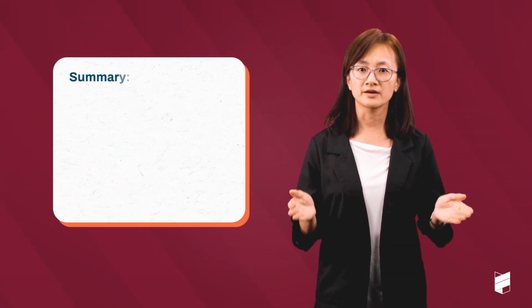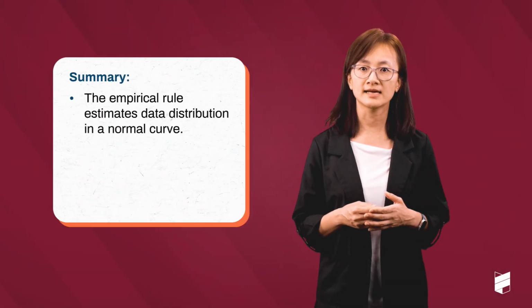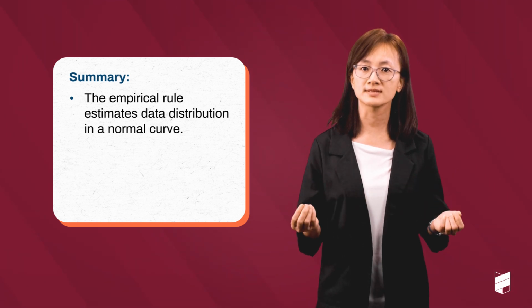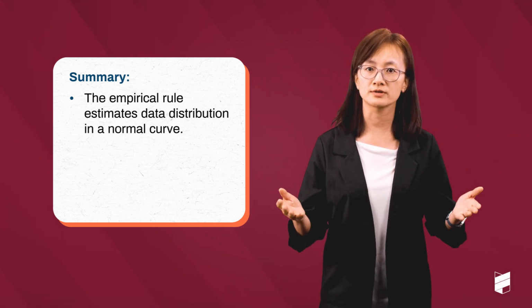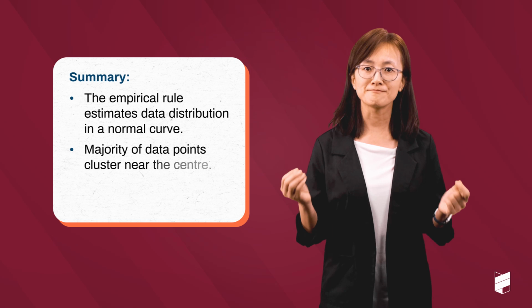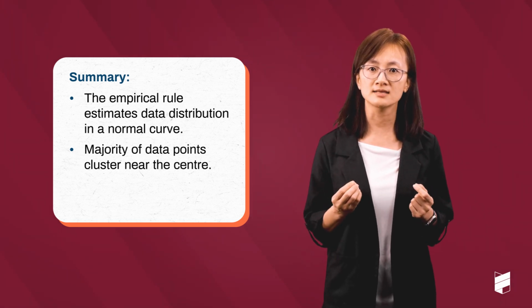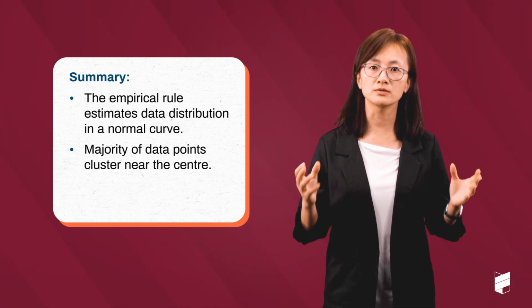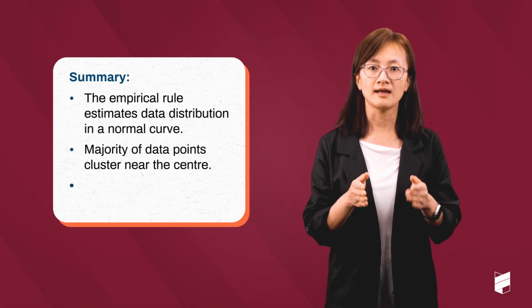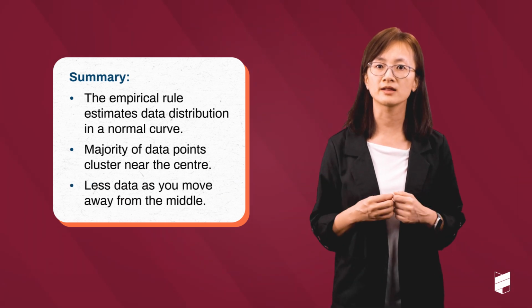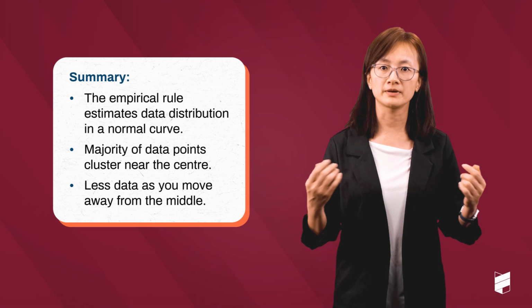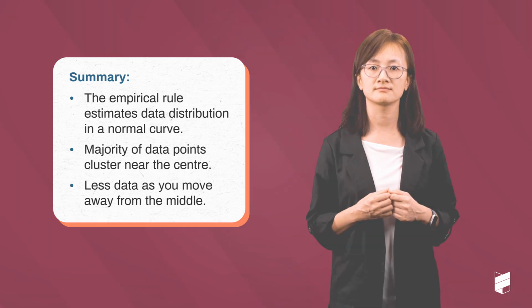Now you can understand why the empirical rule is a handy way to estimate where data points are likely to be in a normal distribution. It's like having a map that shows you how data is usually arranged, with most of it near the center and less of it as you move away from the middle. Move on to the next topic to learn about outliers.